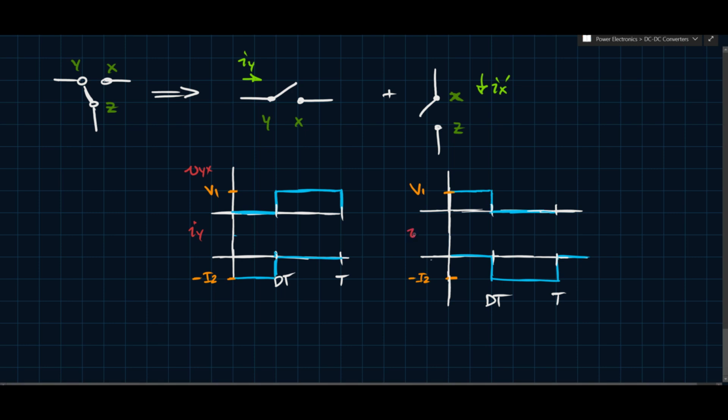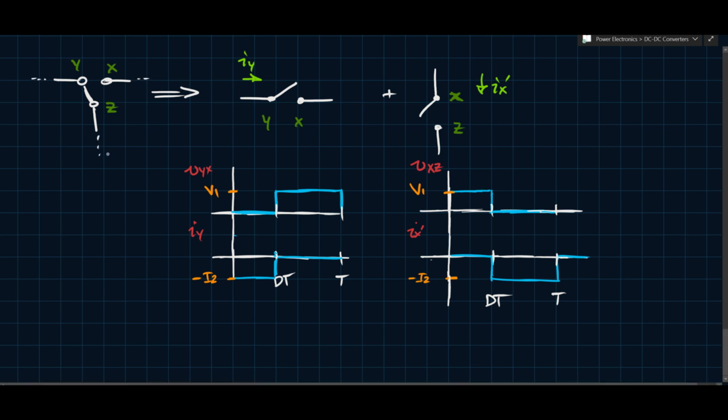And so we can label this Ix prime, and we can label this Vxz. That's what these switches are being subject to for the two different intervals of switching.